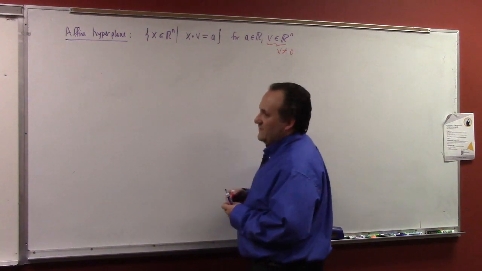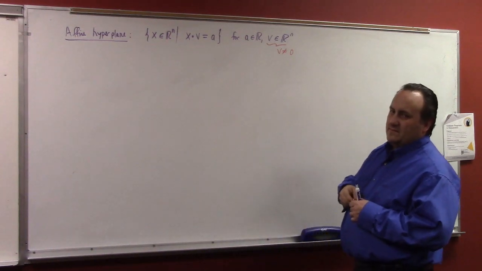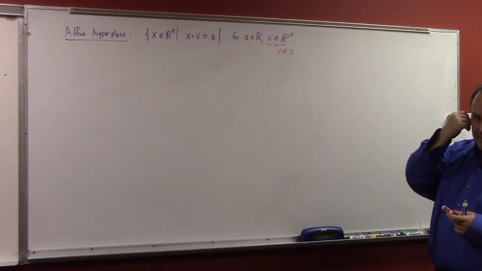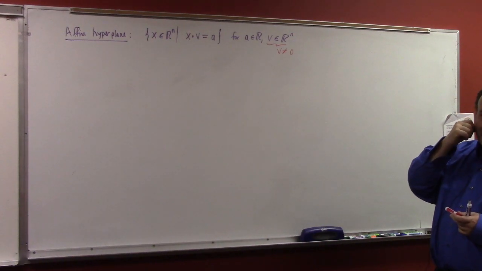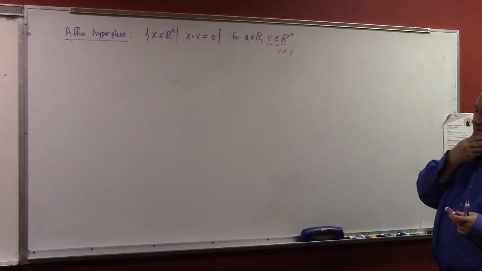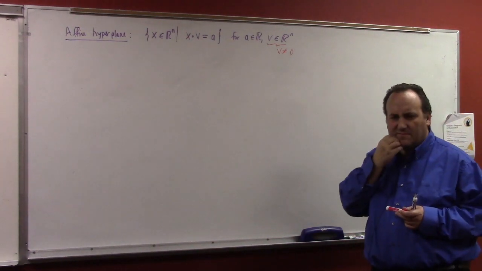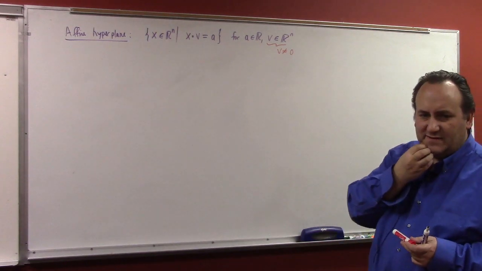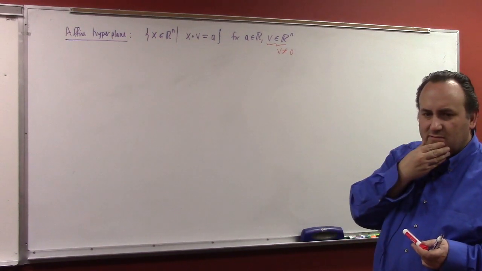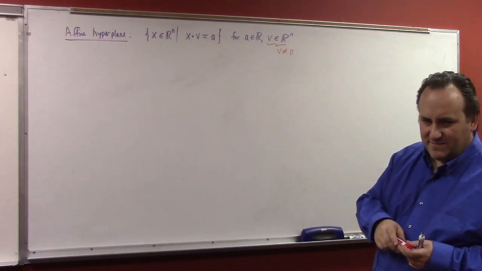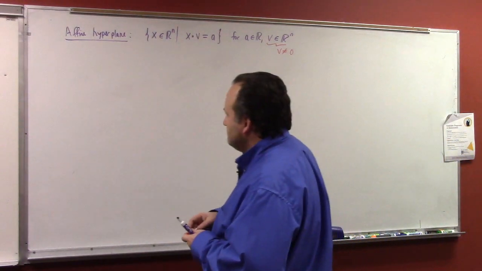Because if you let v be 0, and you also had a equals 0, then that gives you the 0 equals 0 equation, which is everything. And I don't think I want to say that all of space is an affine hyperplane. I mean, I guess if I do, I can allow it. I don't know. All right, let's leave that open for questioning. This is a fixed a, right?